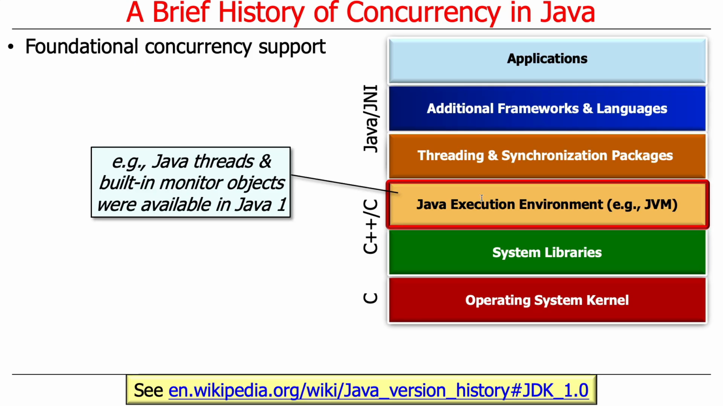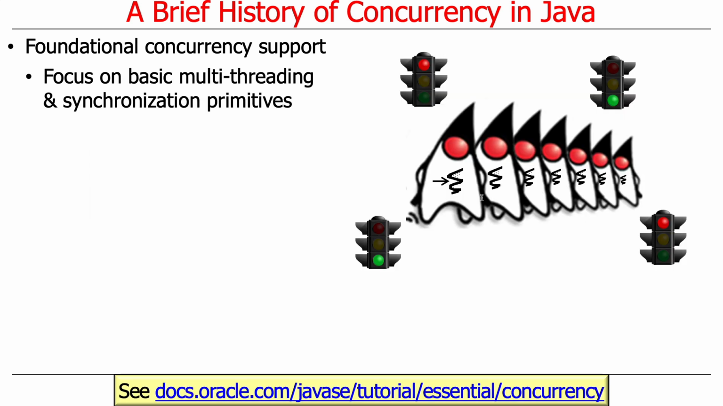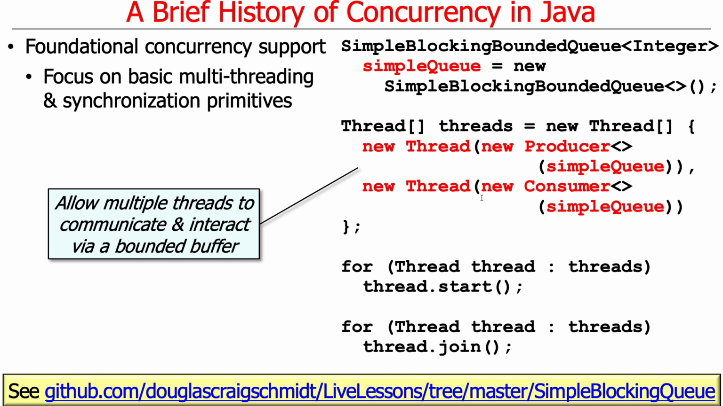When Java first came out in the mid-90s, it evolved from a language called Oak, developed by James Gosling, who was then at Sun. It supported threads and so-called built-in monitor objects. So since day one, Java has supported concurrent programming. The focus in those early days, because the hardware and software were not as sophisticated, was on basic multi-threading and synchronization primitives. Very simple stuff.